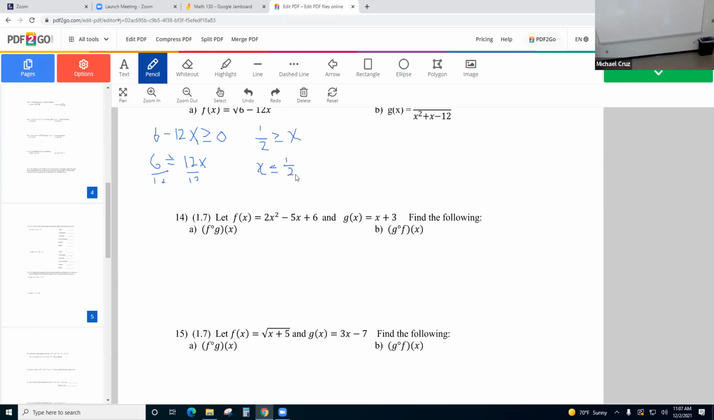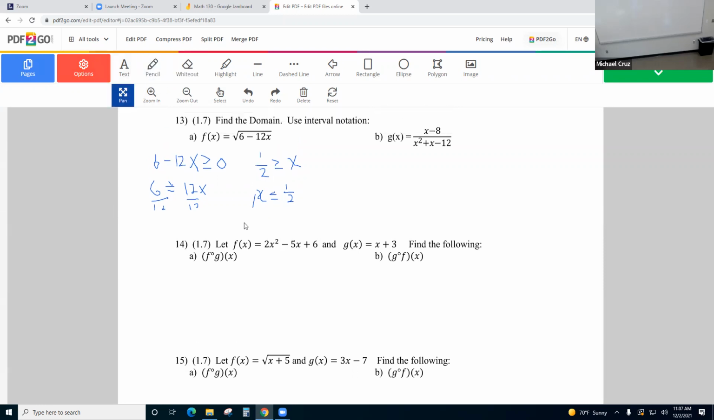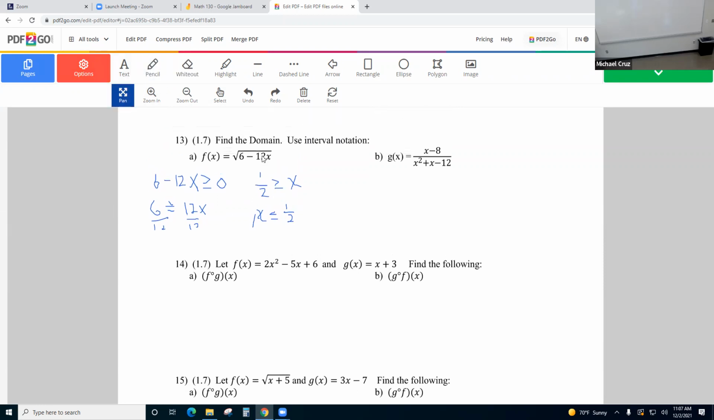Okay. So it has to be less than or equal to 1/2. Because, since this is a negative, that's the problem. Hey, there it is. So this would be what it is.